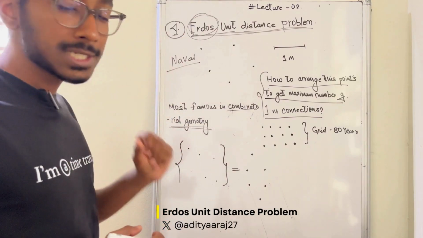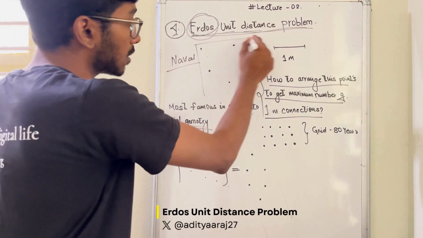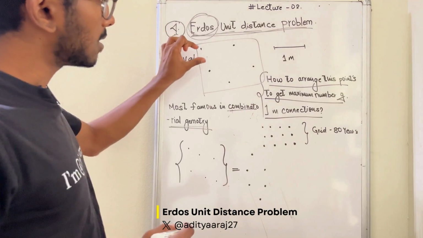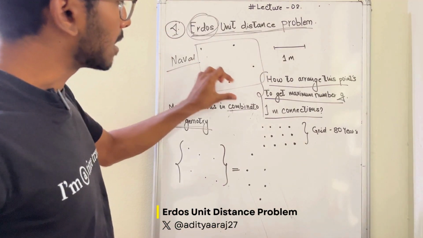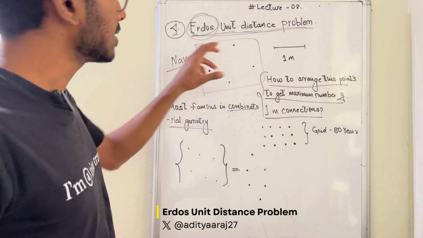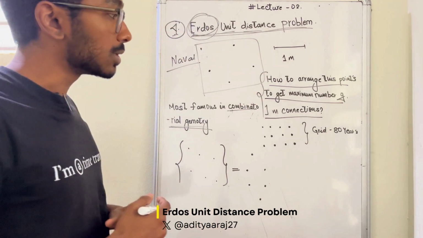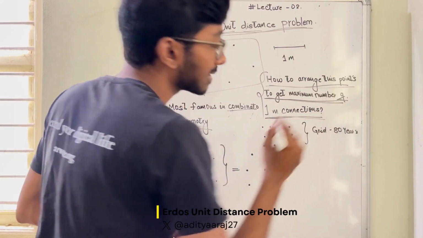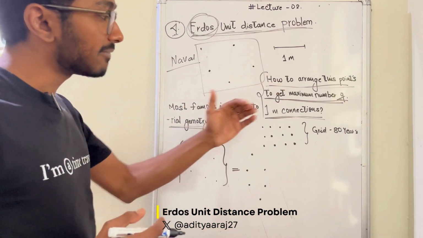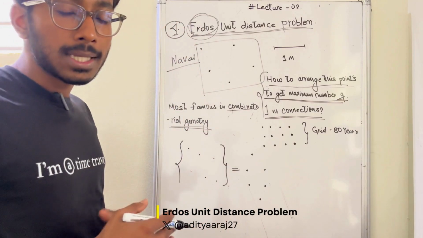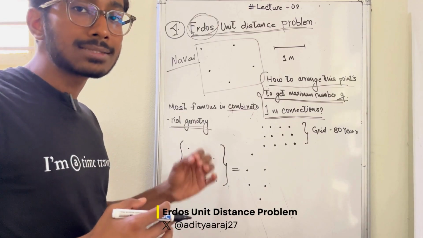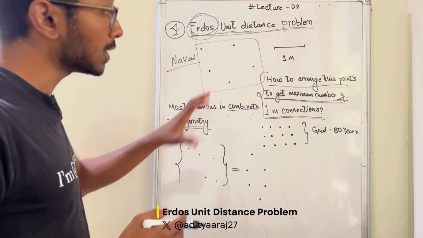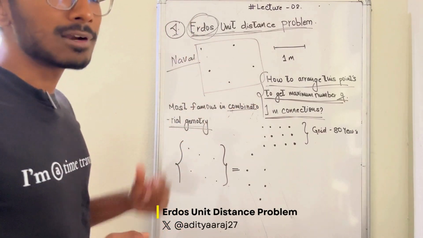And the whole question is that you see a bunch of dots on the board, and all the dots are, assume, 1 meter apart. I have mentioned here that all these dots are 1 meter apart. The question for you is how to arrange these points to get the maximum number of 1 meter connections. To put it in more Paul Erdős terms, given n points, what is the largest number of pairs exactly 1 unit apart? That is what you have to try to find out from Paul Erdős's unit distance problem.